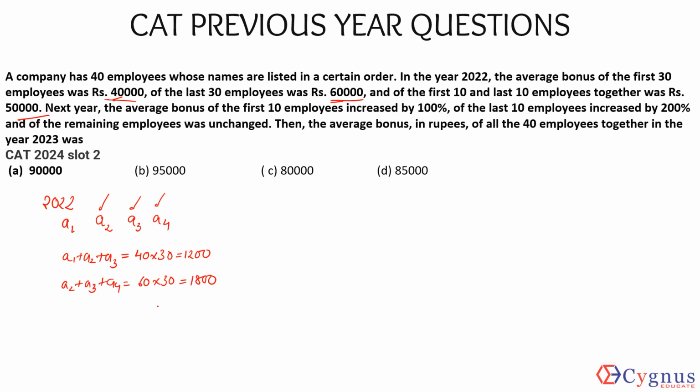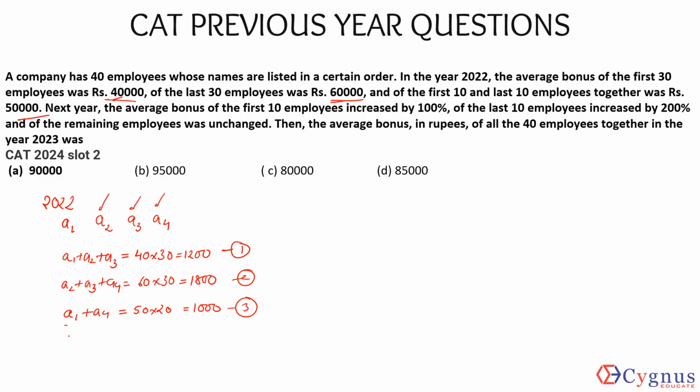What else is given? The first 10 and the last 10 employees together was rupees 50K. That means he's talking about the first 10, which is A1, and the last 10, which is A4. Their average must be equal to 50. How many people? 20. So multiplied by 20, which gives you 1000. I've got three equations here: first, second, and this is third.